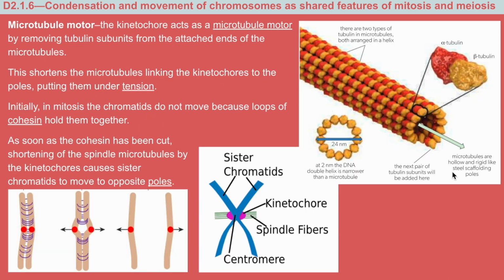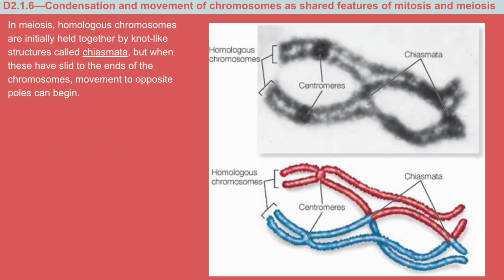So how does that work? The kinetochore, again, is like a little motor, and it shortens the microtubule by removing these little tubulin proteins. By removing them one by one, it shortens the microtubule and allows for pulling of those chromosomes. So we're going to see in meiosis, we're going to have alignment of homologous chromosomes, and each, you can see, is made up of two sister chromatids.